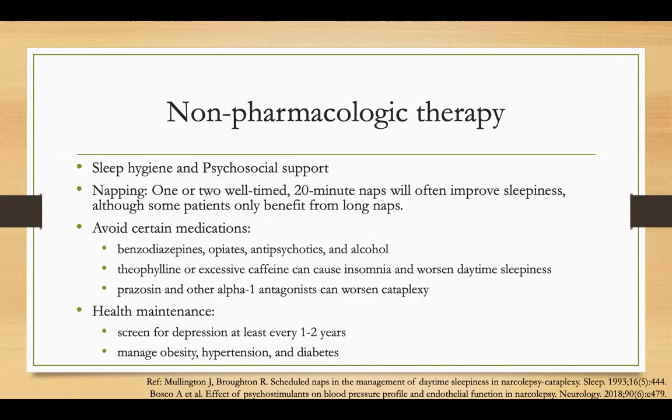Health maintenance is also important because depression and anxiety can be common in narcolepsy patients, so screen them at least every 1 to 2 years. Also manage obesity, hypertension, and diabetes. They can be seen either due to lack of sleep or the use of medication for narcolepsy.